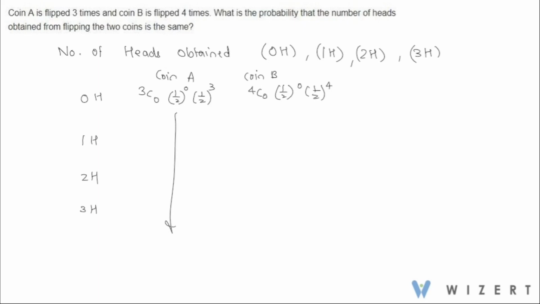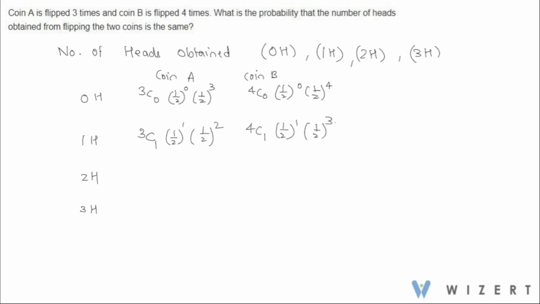In all these possibilities, we have coin A, 1 head. Out of 3 flips we need 1 head. The probability of head is half, so half to the power 1. The probability of tail is also half, so half to the power 2, which is the remaining number of events where tail is obtained. For coin B, 4C1, half to the power 1 into half to the power 3. The summation of these exponents is going to be 3 only. So no matter what the values of heads and tails obtained are, half to the power 3 is what we are going to get in case of coin A and half to the power 4 in case of coin B.